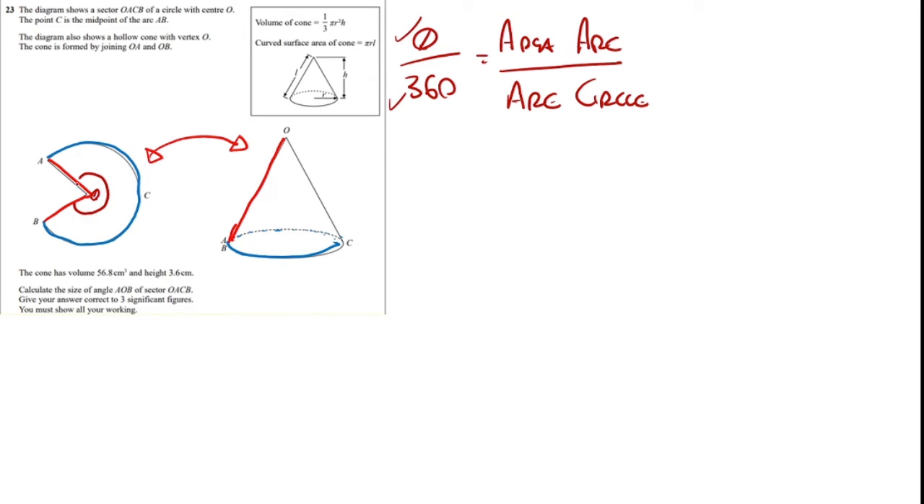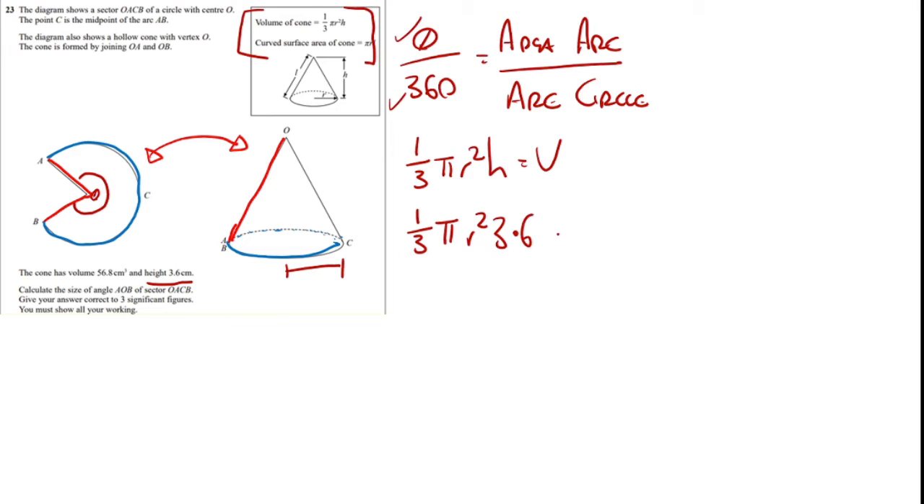So we need to find the radius of the sector, I should really be saying. And when we find the radius, we can find the area of the circle. Now we've got formulas here that we can use. The first one, we've got enough information to work out the radius of the cone, which would be this length here. So it's a third pi r squared h, which equals your volume. R, I don't know. The height is given to us, it's 3.6, and my volume is 56.8.